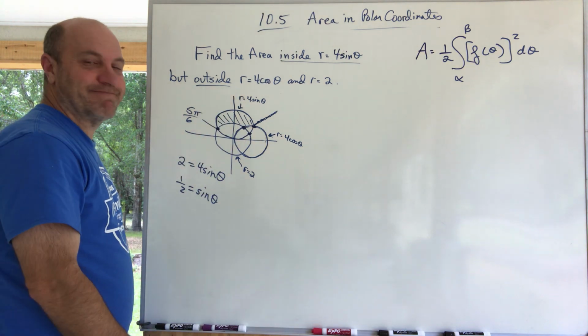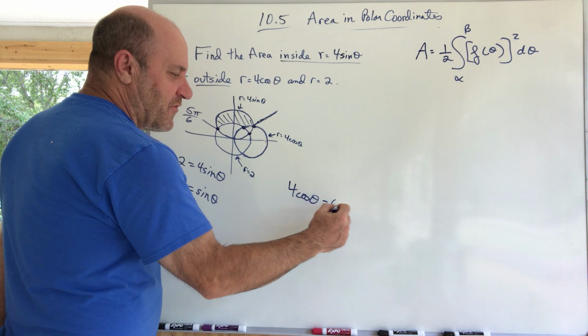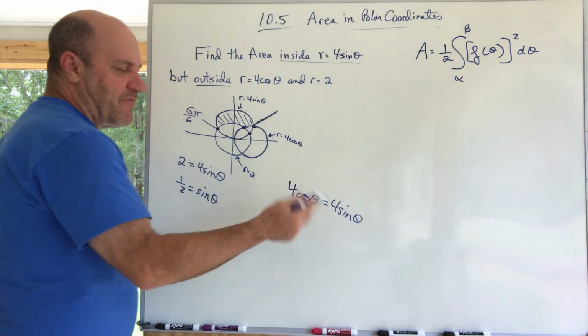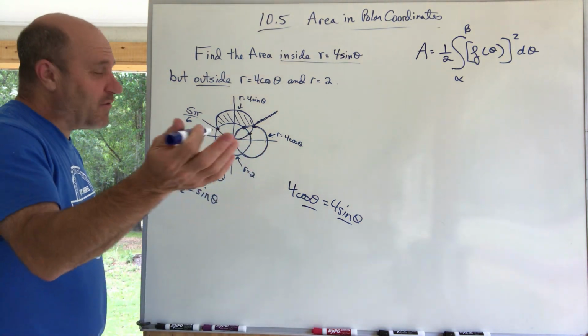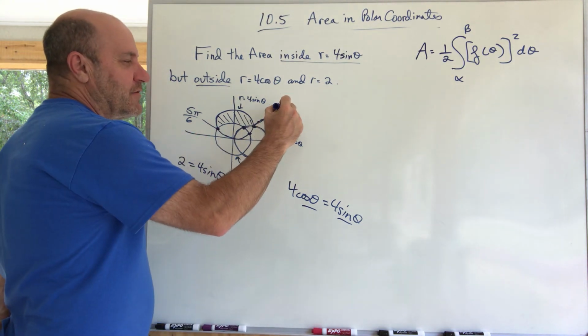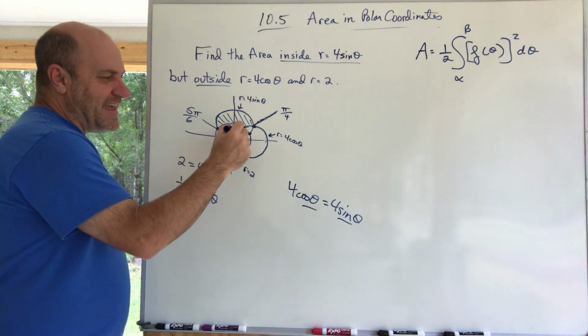You want to guess? You can do the math. When does 4 cos theta equal 4 sine theta? You can divide by 4, that won't matter. When does cosine equal sine? It's 45 degrees, pi over 4. So that's that place.